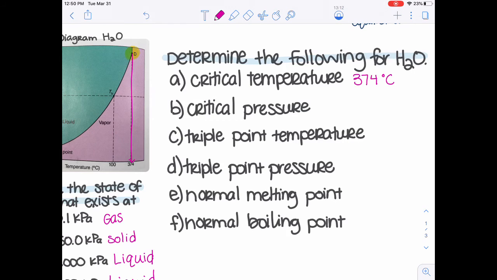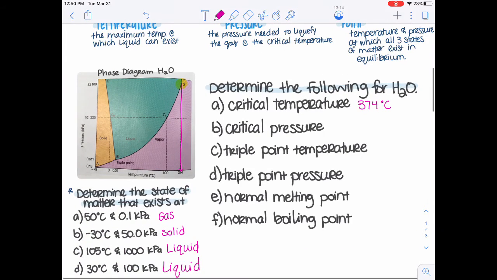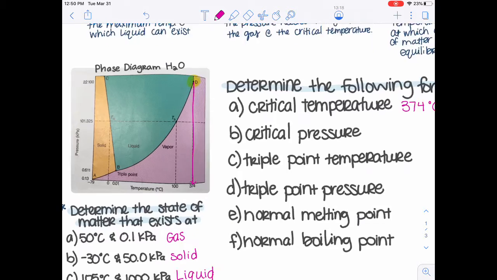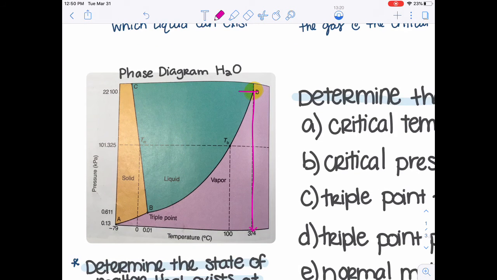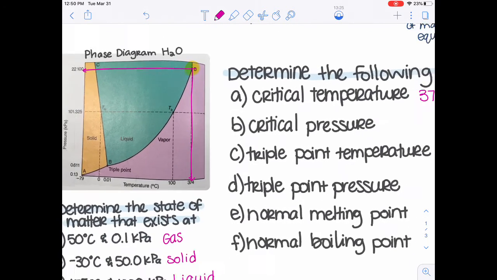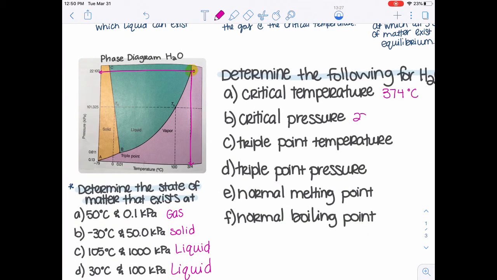The critical pressure then depends on the critical temperature. So when we are at 374 degrees Celsius, what is that pressure? So we go across to pressure. The critical pressure is 22,100 kilopascals.